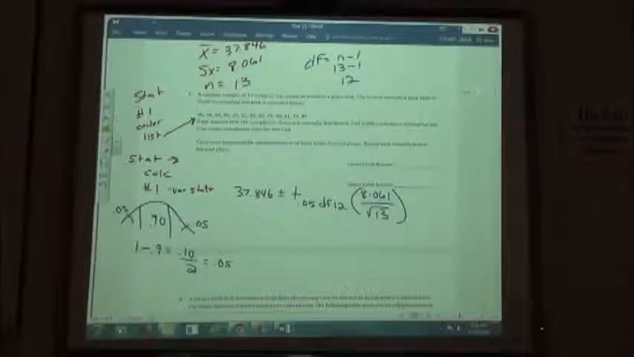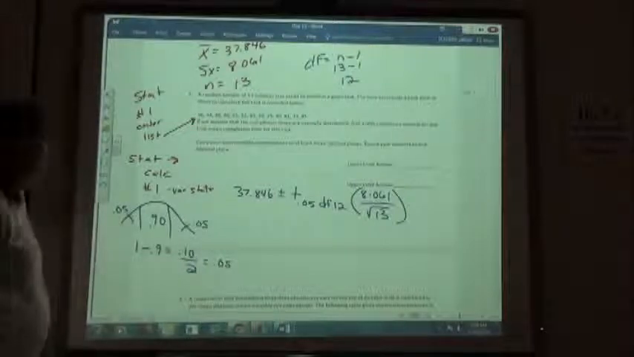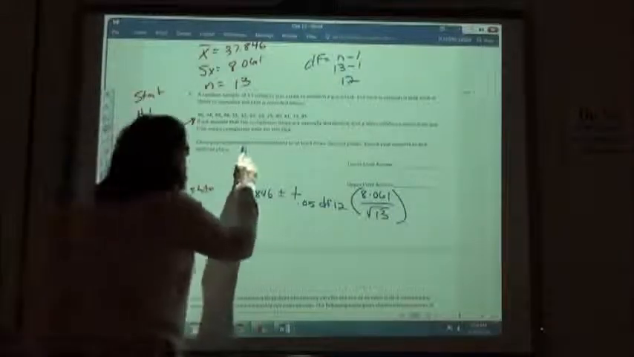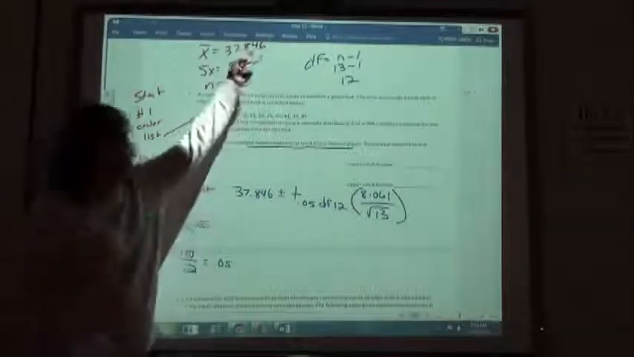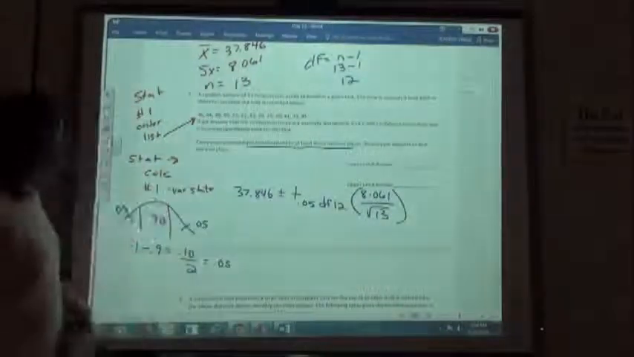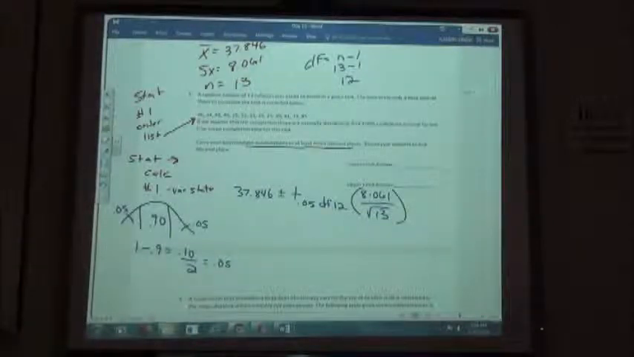And this one. Yep, well, that one up there. See, this one says carry your intermediate computations to at least 3 decimal places and then round our answer to 1 when we're done. So it did tell us how far to carry out our stuff.